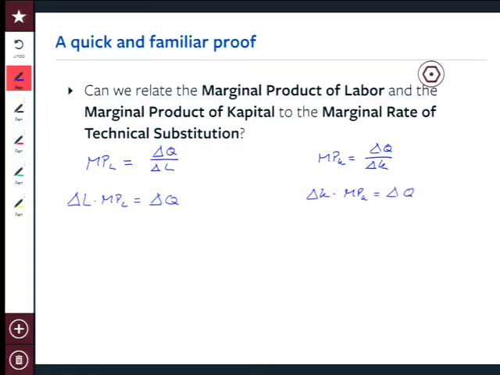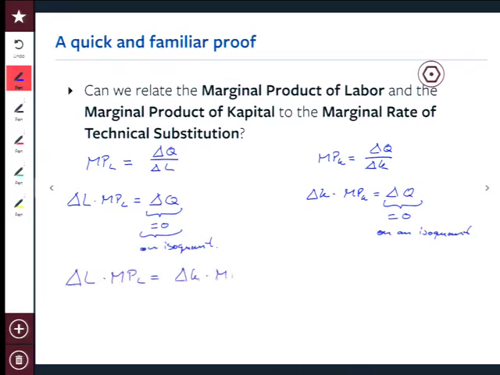Now, since the marginal rate of technical substitution is defined for a given isoquant, right? For a given isoquant, an isoquant means same quantity. The change in quantity along a given isoquant is 0, right? Same like the change in utility is 0 along a given indifference curve. So now I have two things that are equal to 0. Two things that are equal to the same thing are equal to each other, all right? Still love that quote. Delta L times MPL equals delta K times MPK.